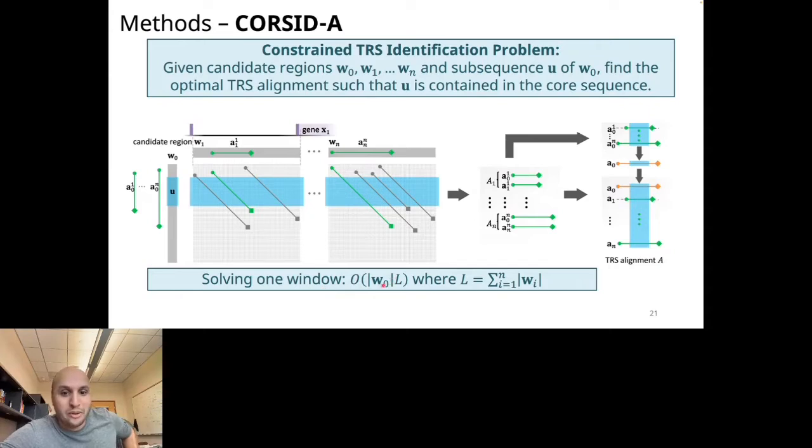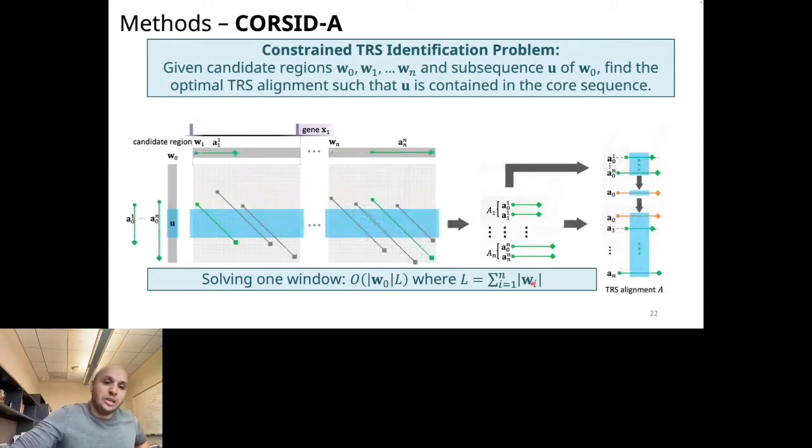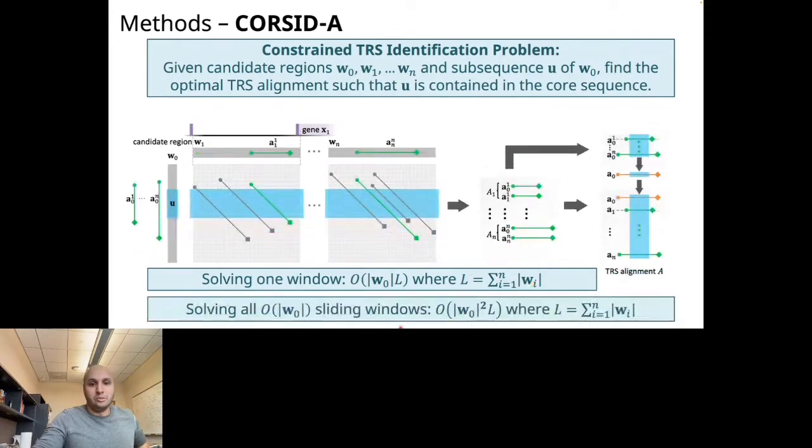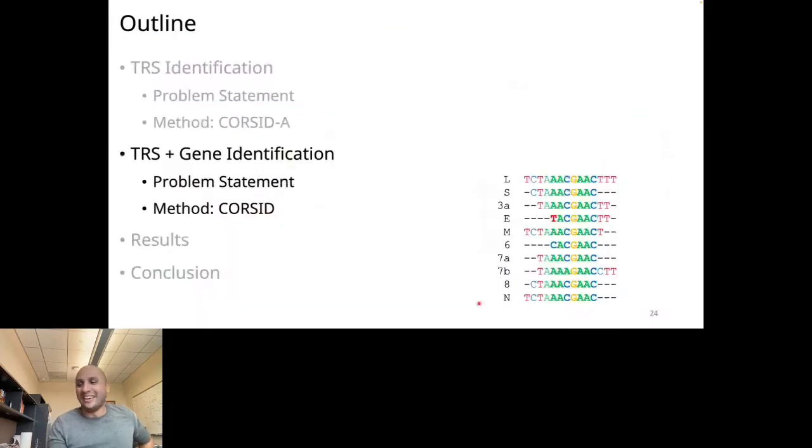So solving one window takes the length of W0 times L, and L is just the length of all the remaining candidate regions. And the solution that we seek is the solution that has maximum score. So you solve this many different times: you slide a window of length omega through W0, which takes time linear in W0. This leads to a total running time of W0 squared times L. So that's how much time this takes. Good. Any questions about this?